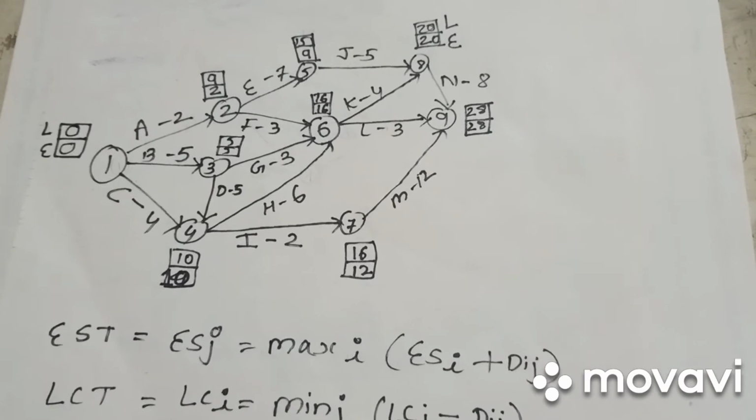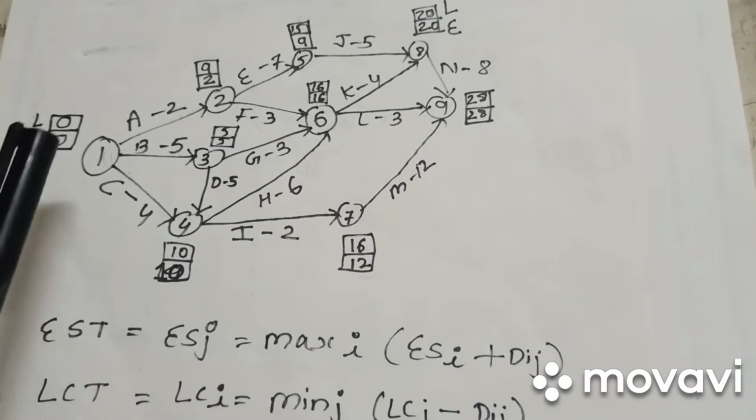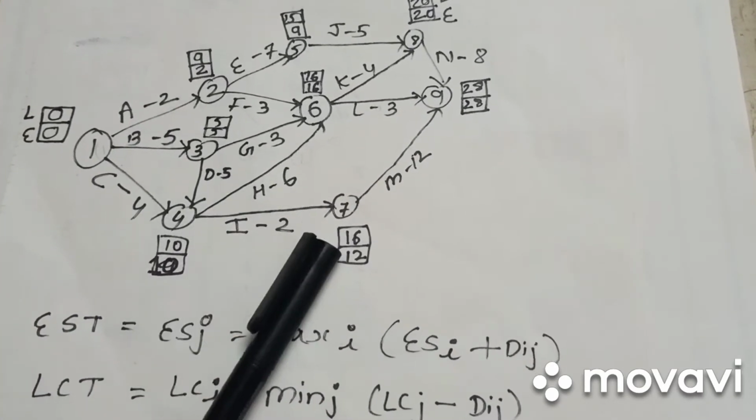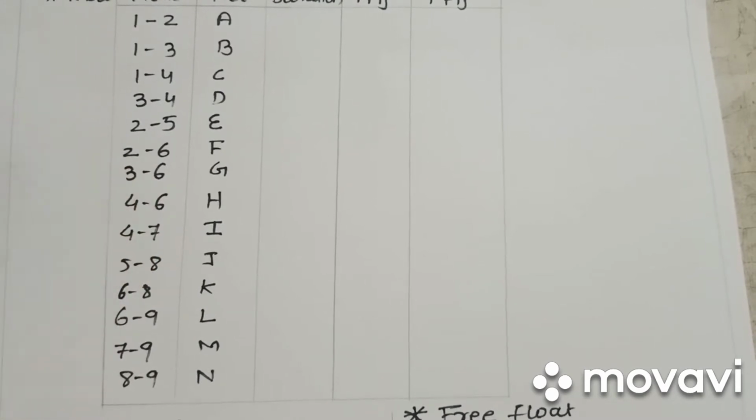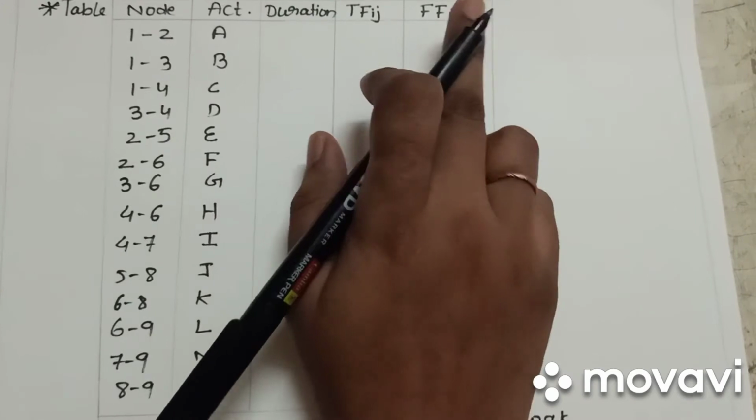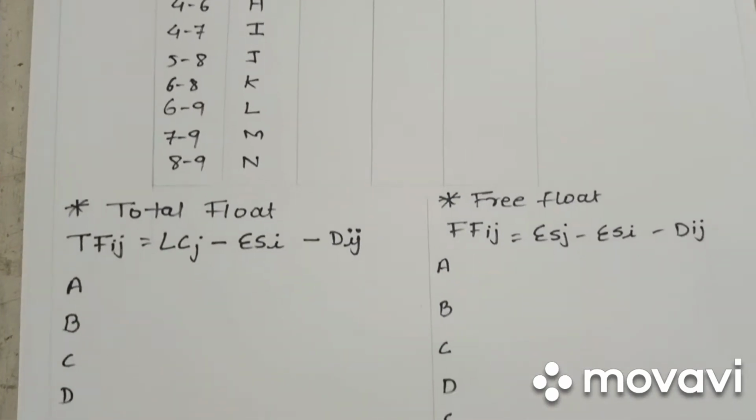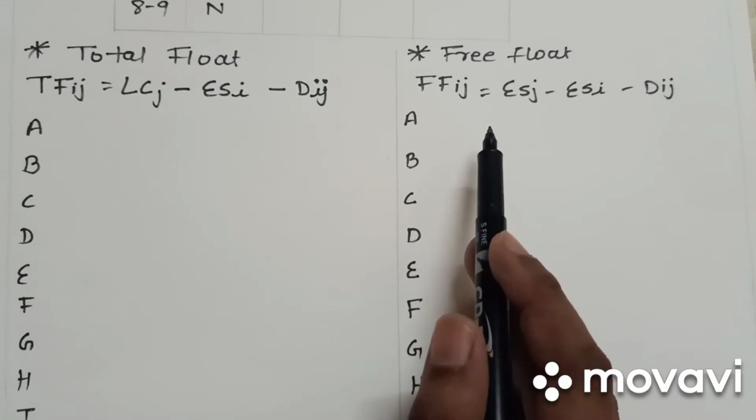With the help of this, we have found out the earliest starting time and latest completion time for each and every node, for each and every activity. So now, with the help of this diagram, we have to find out total float and free float. So this is a table. In this table we have to find out TF. TF means total float and FF means free float. There is another formula for TF and for FF. So this is the formula for TF and this is the formula for FF.